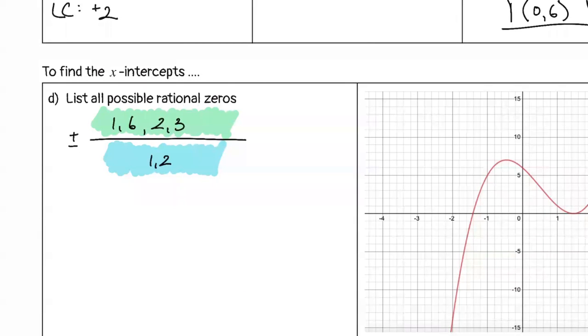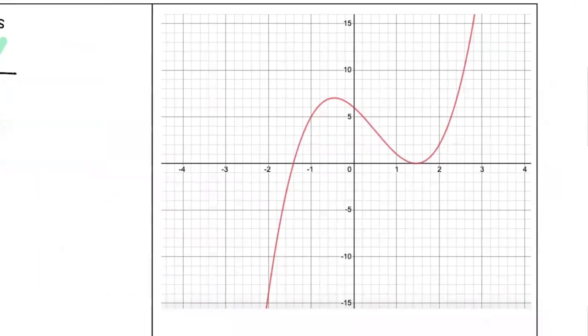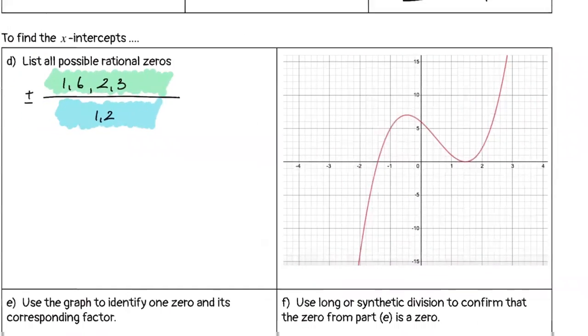Now, if I were to use the graph and guess what those real roots might be, let's zoom in on this graph right here. What do we think would be one good guess to pick from that list? Looking at this graph, maybe 6 is a really bad guess, because we don't even see 6 on the x-axis. So I see maybe a 1/2 is a good guess.